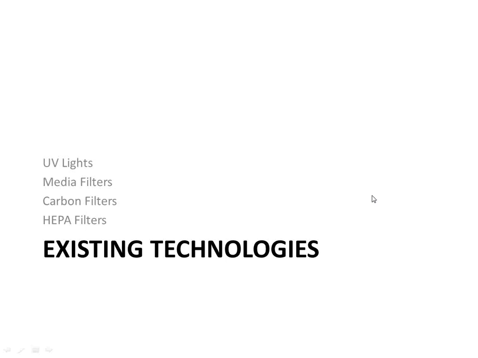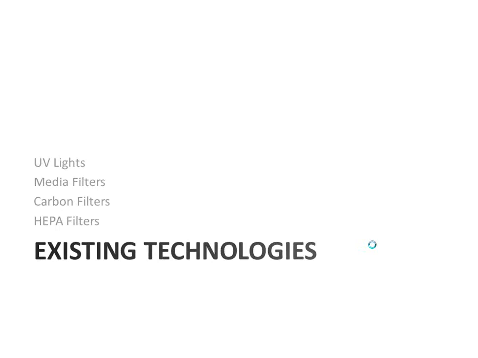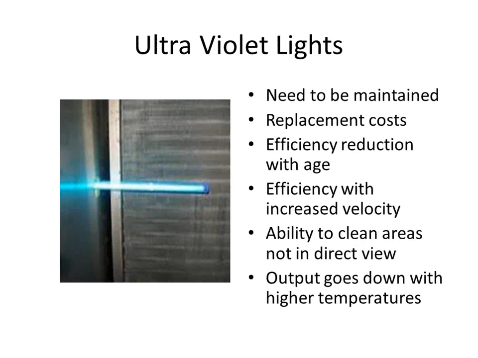We're going to talk about some existing technologies: UV lights, media filters, carbon filters, and HEPA filters. This is going to be a review. I'm sure everybody knows about these. UV lights have been around for 50, 60, maybe 100 years, but they need to be maintained. Obviously, they last maybe 6 to 18 months, so there are replacement costs.